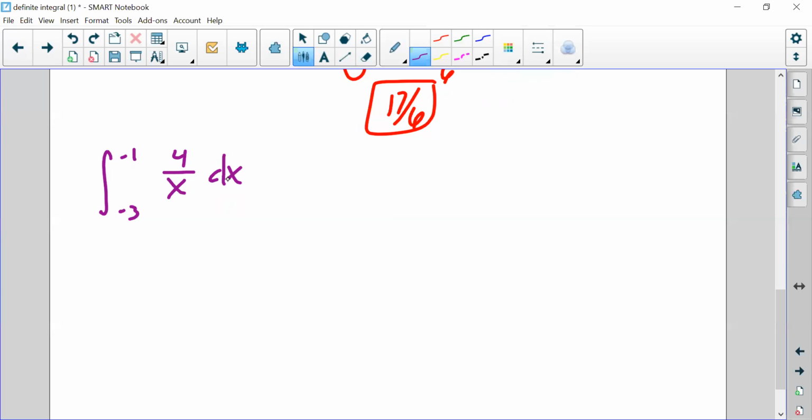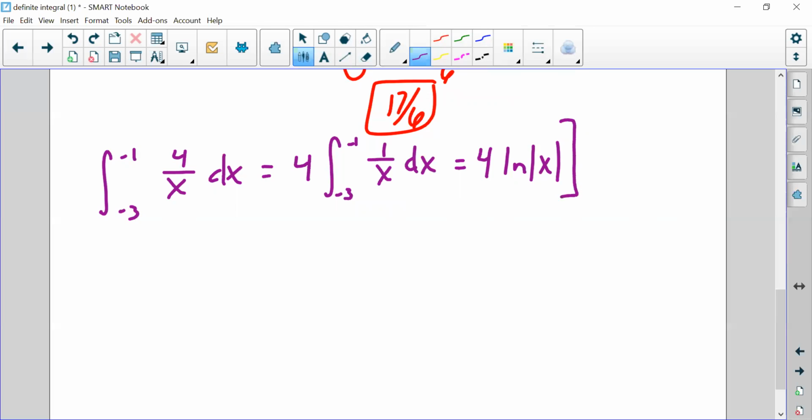So what's my first step? Find the antiderivative. To help me find this antiderivative, I'm going to take that constant out. So what is my antiderivative? 4 times the natural log of the absolute value of x is my antiderivative. And I'm going to evaluate this from -3 to -1.